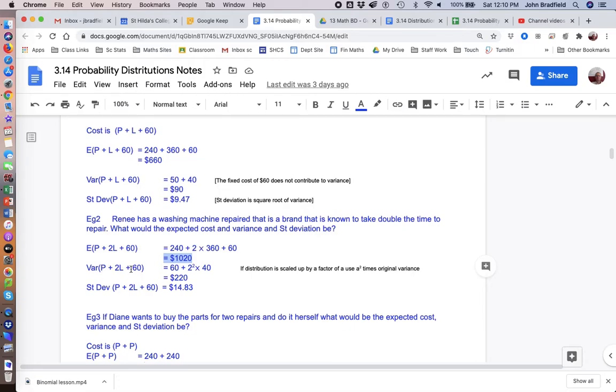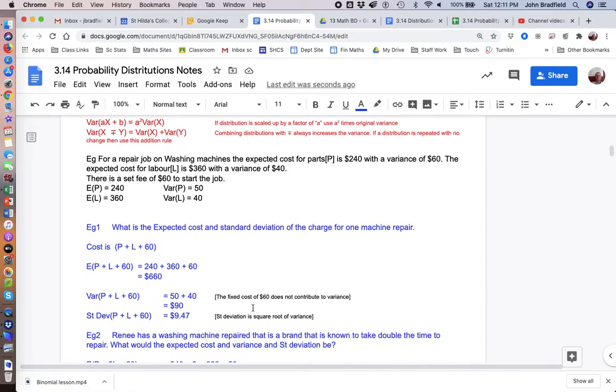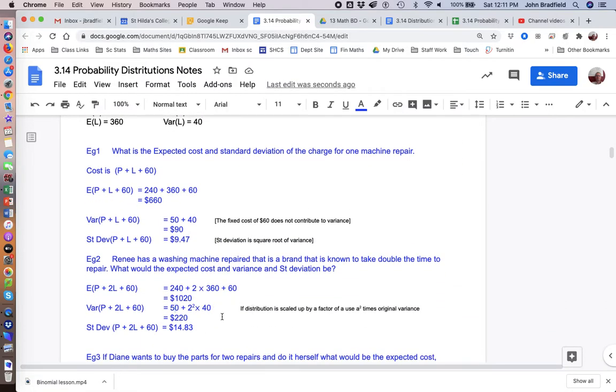For the variance, again, the plus 60 is not a factor, so it doesn't pop up. The variance for the parts should be a 50. Now, 2 squared times the 40, and this is this rule cutting in. If one of my variables is multiplied by something, I take the multiplier and square it times the original variance. So I will have 2 squared times 40. So that's 4 times 40 is 160 plus 50. This will actually be 210.